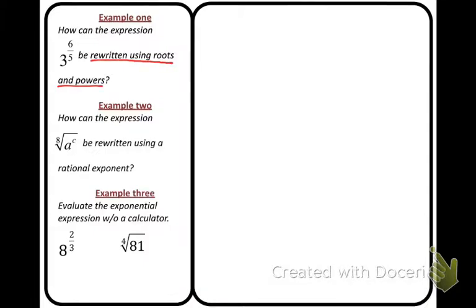So first thing we got to do is label our roots and powers. We're given 3 to the 6/5 power, and now we got to find its roots and powers. The 6 here on top is going to represent our powers, and the 5 here on bottom, just like a tree has roots on the bottom, the 5 here is the root. Now when we go to rewrite this, we're going to use the format.